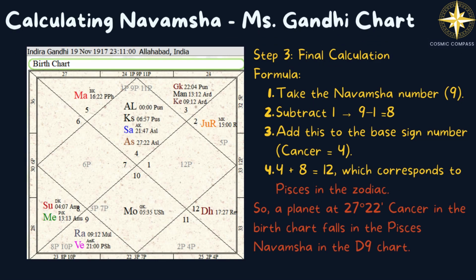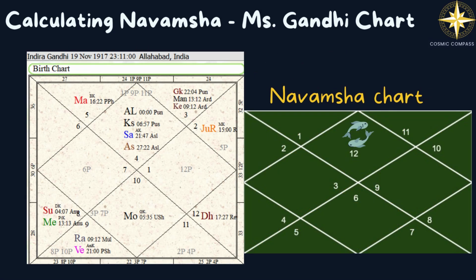Step 3. Final calculation. Finding the Navamsha sign. Now that we know the planet is in the 9th Navamsha, let's determine which sign it falls into in the Navamsha D9 chart. Formula: take the Navamsha number, 9. Subtract 1, 9 minus 1 equals 8. Add this to the base sign number, Cancer equals 4. 4 plus 8 equals 12, which corresponds to Pisces in the zodiac. So a planet at 27 degrees 22 minutes Cancer in the birth chart falls in the Pisces Navamsha in the D9 chart.